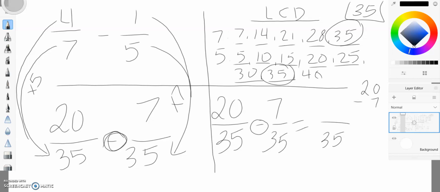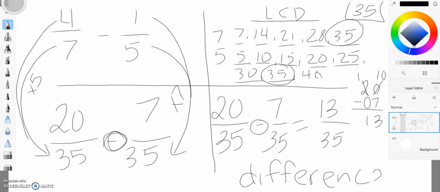20 minus 7. Let's see, we can't subtract 7 from 0, so I'm going to borrow 1 from 2, so it'll change into 1, and this 0 will change into 10. Then 10 minus 7 is 3, and I put a 0 in my empty spaces, so 1 minus 0 is 1. So 13 over 35 is my answer, or my difference. Remember, difference is the answer for a subtraction problem. So if I were to tell you what is the difference between 4/7 and 1/5, you would say it's 13 over 35 because that is the answer.